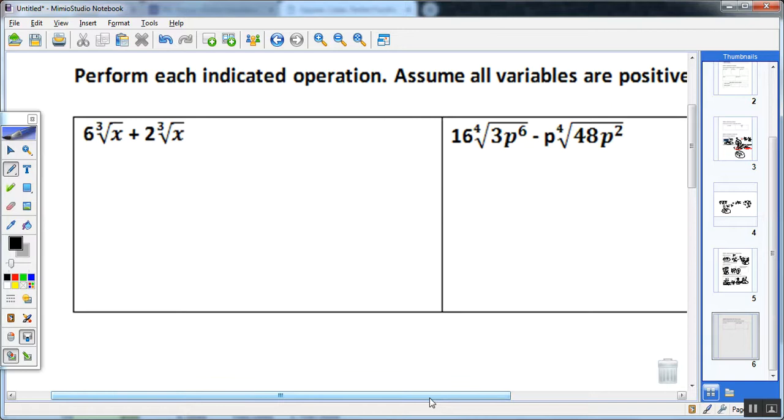Perform each indicated operation. We've done this already. What's true about the indices and the radicands here, kids? So what is this going to be? 6 of this mess plus 2 of the same mess. 8 of this mess. There it is. Index the same on these two?